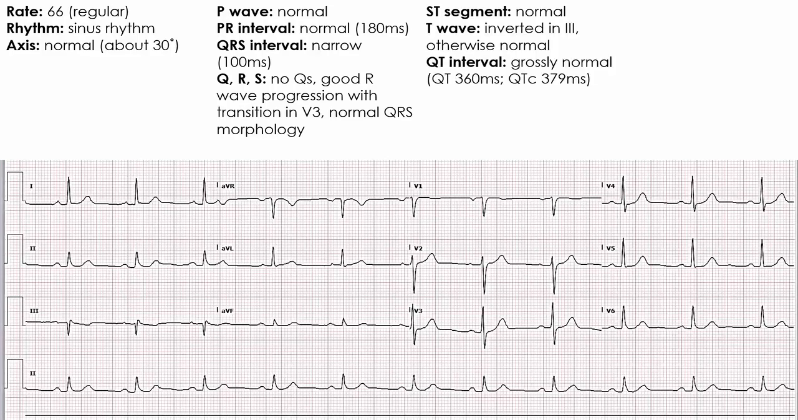The ST segments are normal. There is an inverted T wave in lead 3, but otherwise they're pretty normal. And the QT interval is grossly normal if you compare the QT interval, assuming it should be half the previous RR interval. But I've gone ahead and calculated it for you just to be sure, and it is normal, 379 milliseconds.